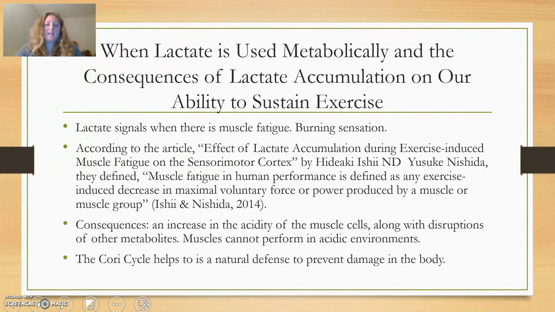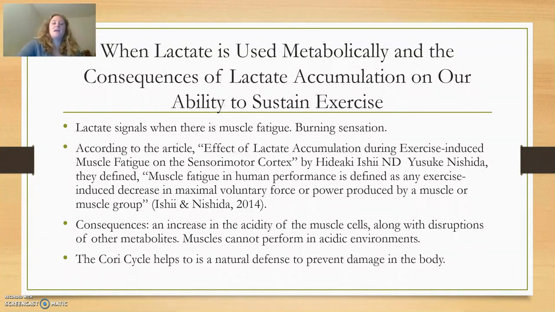When used metabolically, lactate is actually the signal for muscle fatigue. If you don't know what muscle fatigue is, according to the article Effects of Lactate Accumulation During Exercise by Hideaki Ishu and Yusuko Nidishia, they define muscle fatigue in human performance as any exercise-induced decrease in maximal voluntary force or power produced by a muscle or a muscle group.